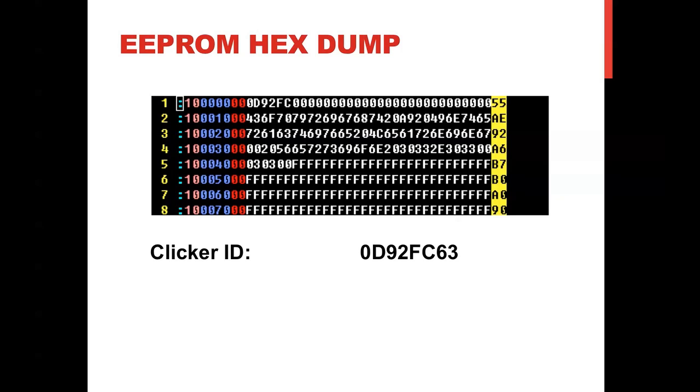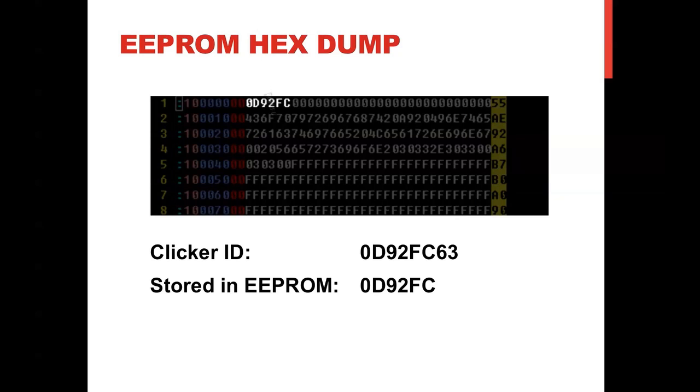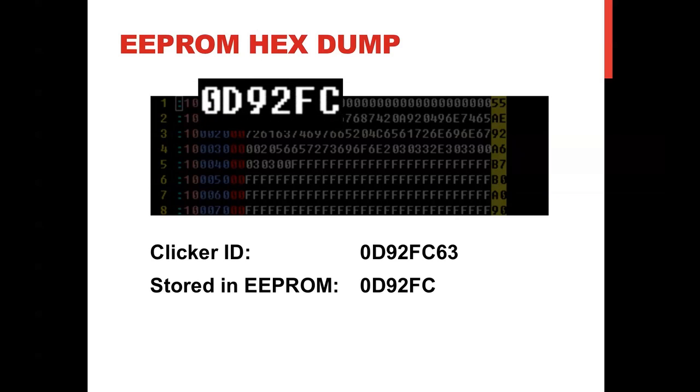This, shown here, is the memory contents for the EEPROM of a clicker with the ID 0D92FC63. And as you'll notice, this ID is stored in the very first line of memory. Well, at least a portion of it is. The first 3 bytes are. What about the 4th byte? Well, you might notice that if you XOR the first 3 bytes together, you in fact get the 4th byte. And this is true for all iClicker remote IDs.